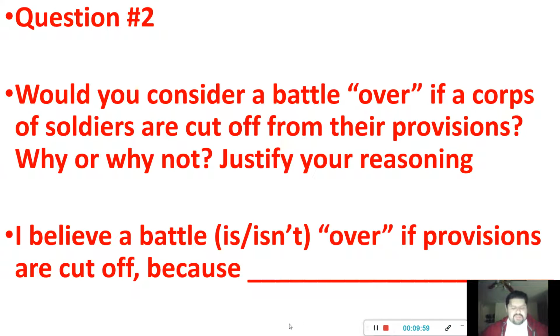So here's my next question for you. Would you consider a battle over if a corps of soldiers are cut off from provisions? There's a huge group of soldiers with no water, no food, and no ammunition coming to them. Do you think that battle is over? If one group doesn't have anything left, would you be like, you know what, battle's over, they lost, they have nothing?